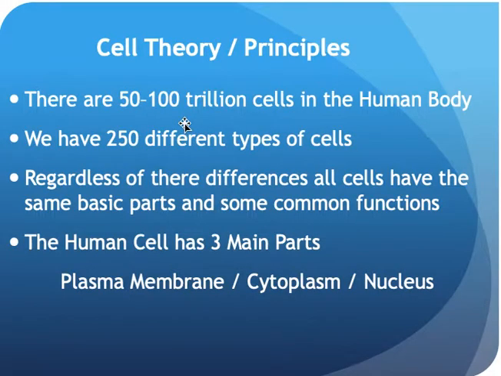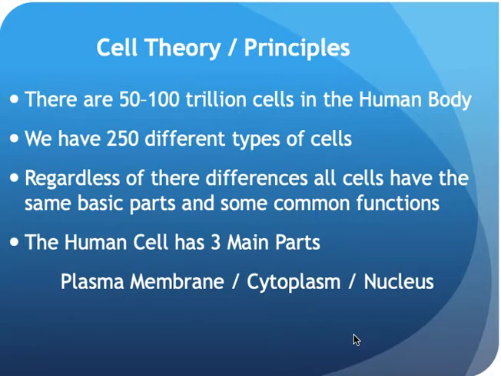So here is our cell theory and our cell principles. There are over 50 to 100 trillion cells in the body. That's an astronomical number. We have 250 different types of cells. Regardless of their differences, all cells are going to have the same basic parts and the same common functions. Human cells are going to have three main parts. They're going to have a plasma membrane, a cytoplasm, and a nucleus.